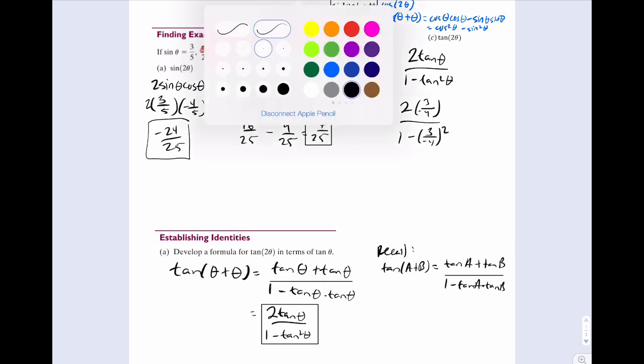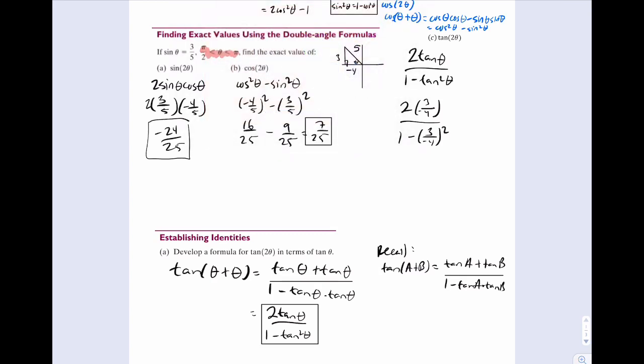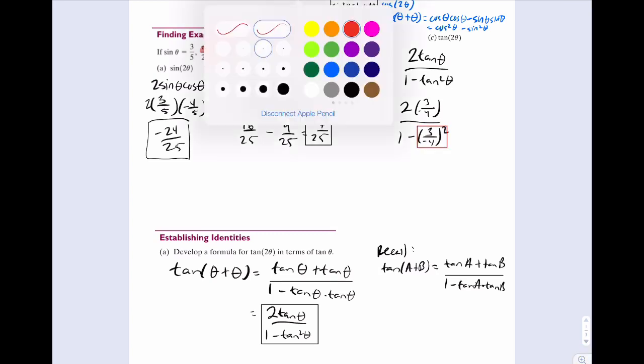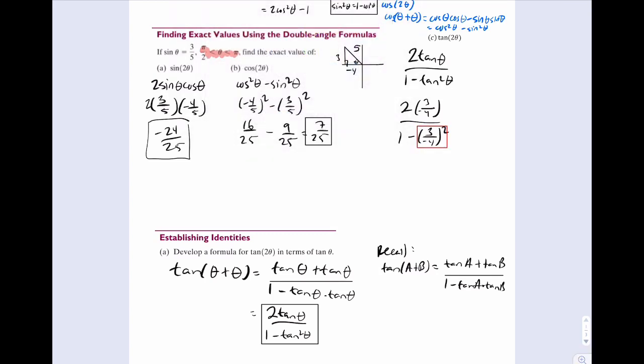Okay, now when you're working on this, I really want you guys to highlight. Make sure you start working right here. That way it'll minimize your error. So the top, don't worry about that. The bottom, 1 minus, let's square that, that's positive 9 over 16. And the top, we can reduce that now. That crosses out, so that's negative 3 over 2.